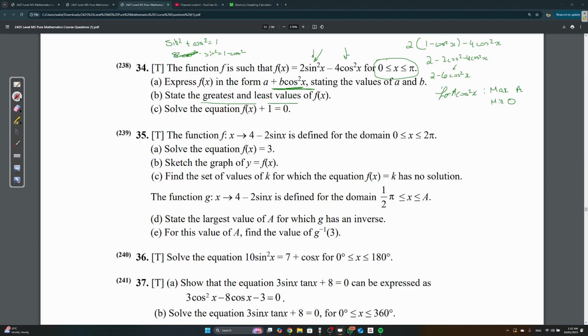Now when you make it 6 cosine squared x, think about it like this. The maximum value is 6, the minimum is 0. But when you make it negative, negative 6 cosine squared x, what happens? It's upside down. The max is now 0 and the min is negative 6. Okay, we did a vertical shift of 2. So what you have to do? Plus 2. So the maximum is 2. When I do plus 2 here, the minimum becomes negative 4.